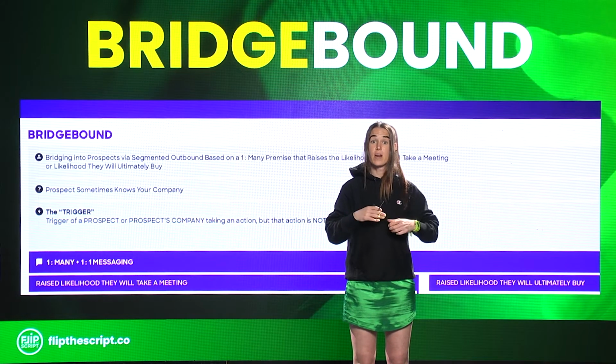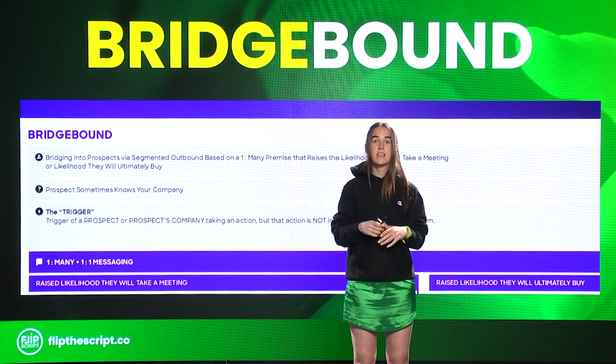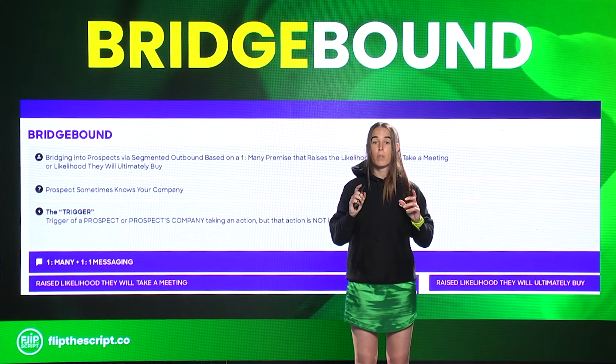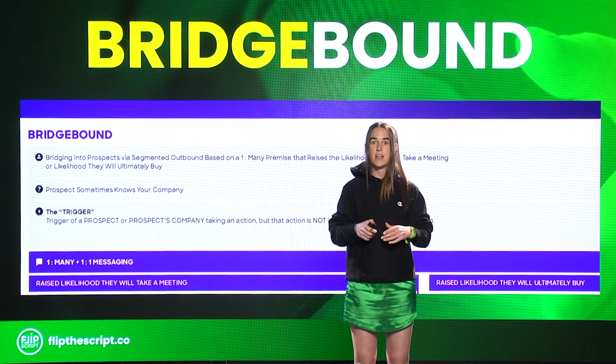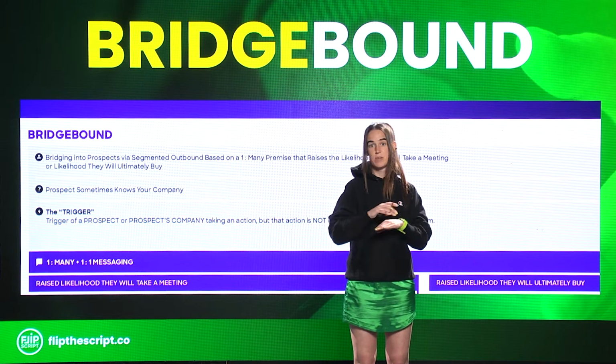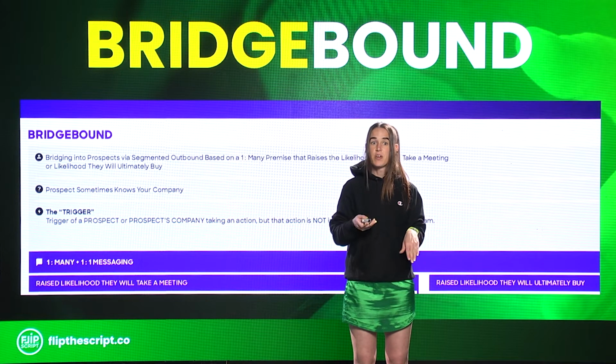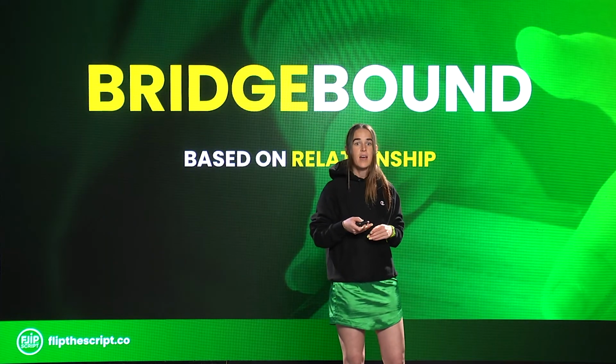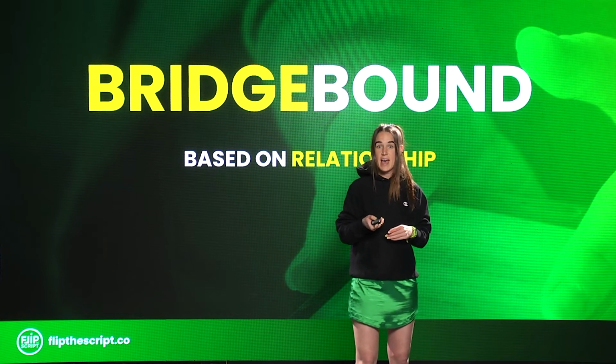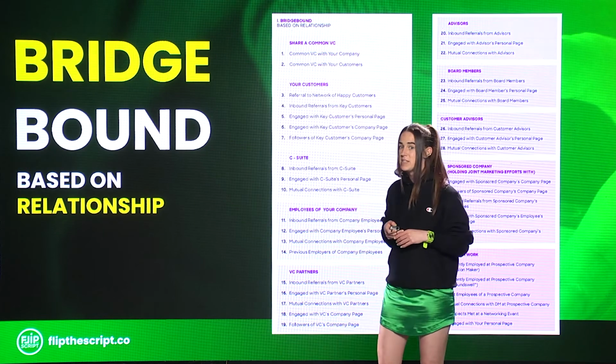The third category, definitely the meatiest category, is going to be called bridge bound. This is the person or prospects who took some type of action, but the action is not in relationship to your marketing team. So there are 5 different categories under here. The first category, which is the heaviest, is going to be bridge bound based on relationships.